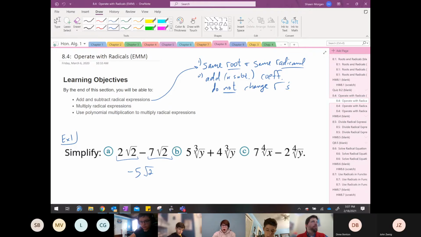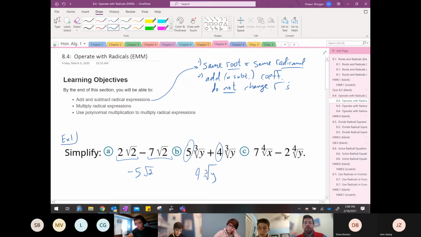Okay. So with that being said, Paul, why don't you take a stab at part B here? We got 5 cube root of 3 plus 4 cube root of 3. What's that going to wind up giving you? Paul, you want to unmute? 9 cube root of 3. That a boy. Easy as pie, right? We just look at the coefficients. We say, all right, well, it was a cube root and a cube root. The radicand was the same in each of those cases. So we just say 5 plus 4 is 9. So we got 9 cube root of 3. Doesn't get much easier than that.